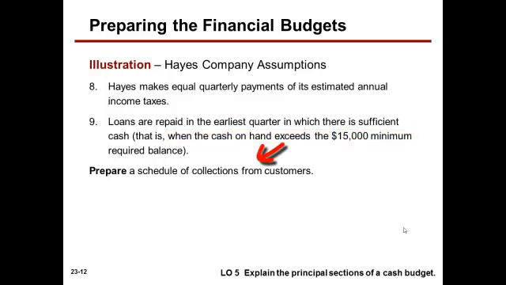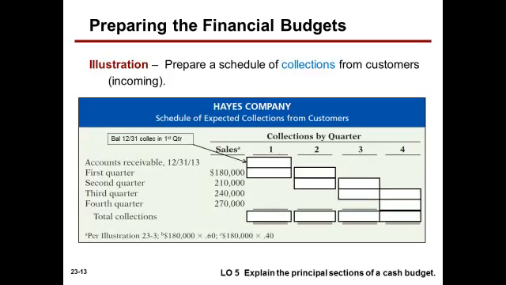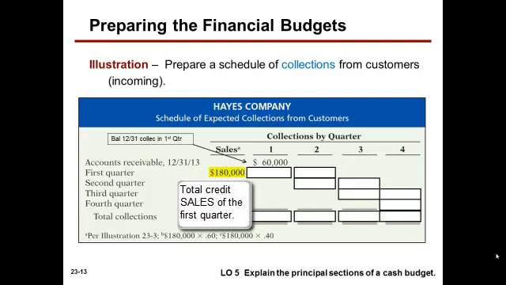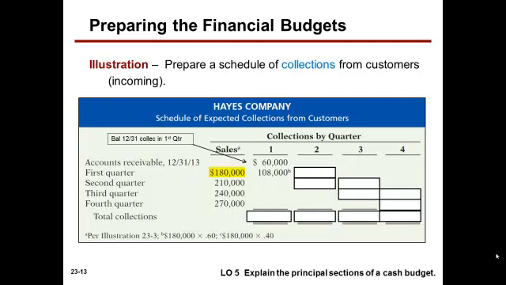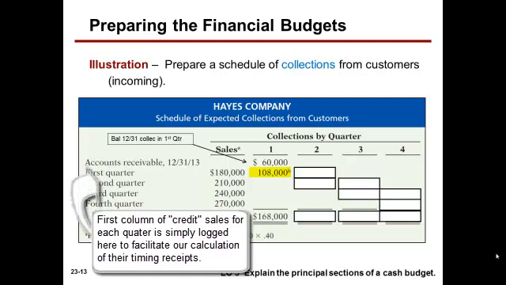We'll begin by preparing a schedule of collections from customers. So our collection from customers, incoming cash: first of all, the balance in accounts receivable at 12/31 of $60,000 is assumed to be collected in the first quarter of the next year, 2014. Our credit sales of $180,000, 60% are collected in the quarter of their occurrence. So $108,000 is collected in the first quarter of $180,000 of sales. Total of $168,000 incoming first quarter.